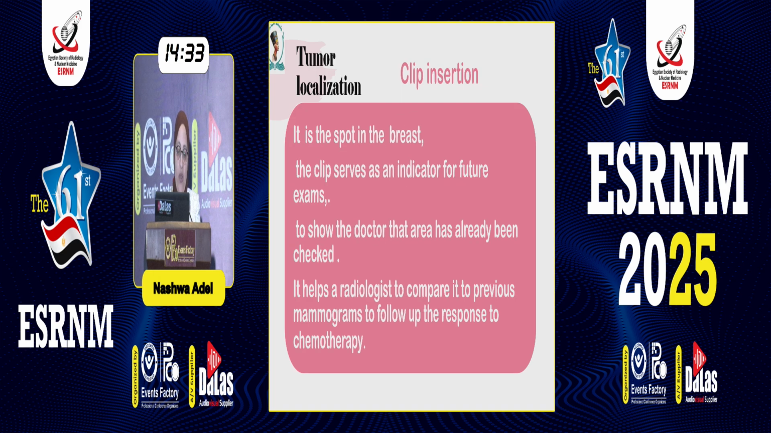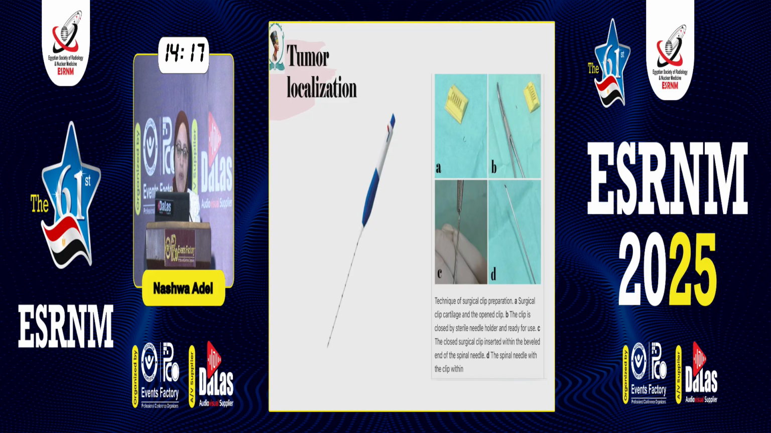The clip is the marker spot for the breast. The clip serves as an indicator for future exams to show the doctor the area that has been checked. It helps the radiologist to compare with the previous mammograms and to follow up the response to chemotherapy. This is the shape of the clip, the automatic clip on the right side and the surgical clip on the other side, which is prepared and held by a holder, then introduced inside the lesion by spinal needle or cannula.